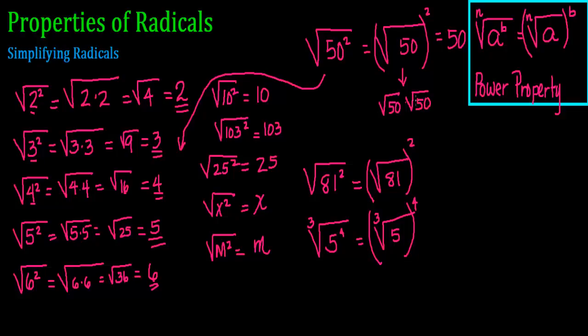And by the product property of radicals that we saw in the previous video, we know that we can join these two factors inside the same radical, 50 times 50, which will equal the square root of 50 to the 2nd power inside of the radical, right? Which I already know equals 50. Okay, so there you have it.